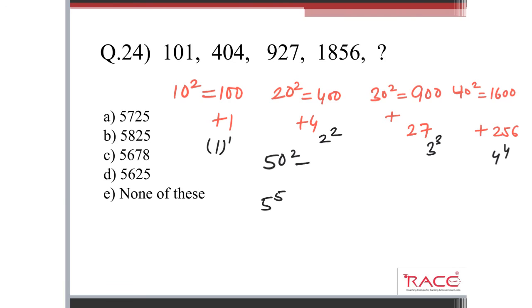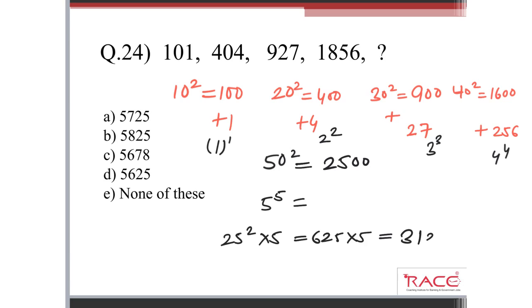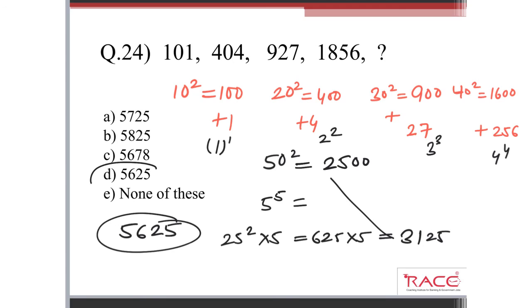So here 50 square will be 2500 and 5 raised to power 5. Okay. So we can write 25 square into 5. So 625 into 5, and it will be 3125. So we will add these two values. So what will be the answer? 5625 will be the answer, and option number D is the answer for question number 24.